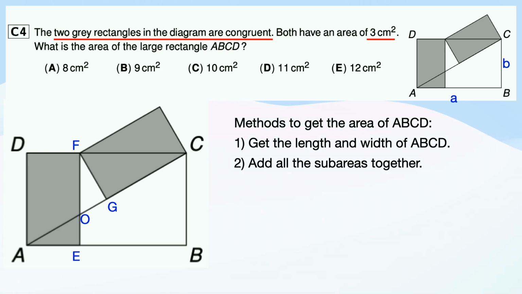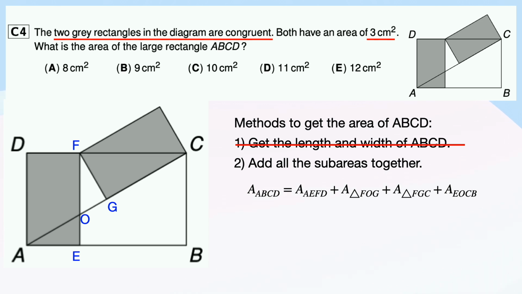Can we express the area of rectangle ABCD as the sum of rectangle AEFD, triangle FOG, triangle FGC, and the trapezoid EOCB? We already know the area of AEFD is 3 square centimeters, and triangle FGC is half of the gray area. They are 3 and 1.5 square centimeters respectively.